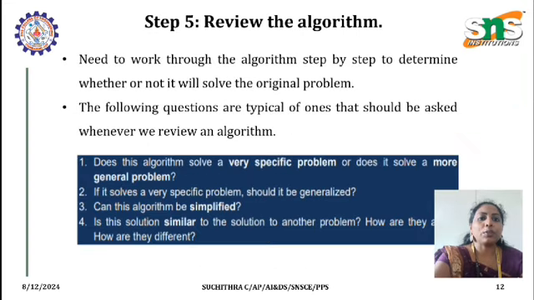Step 5. Review the algorithm. We need to work through the algorithm step by step to determine whether or not it will solve the original problem. The following questions are typically ones that should be asked whenever we review the algorithm. First one: does this algorithm solve a very specific problem or does it solve a more generic problem? If it solves a very specific problem, should it be generalized? Can this algorithm be simplified?